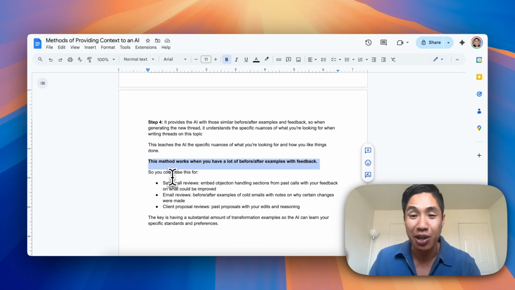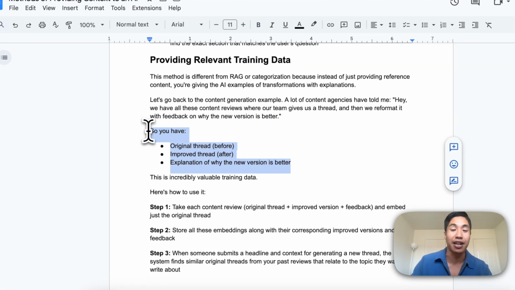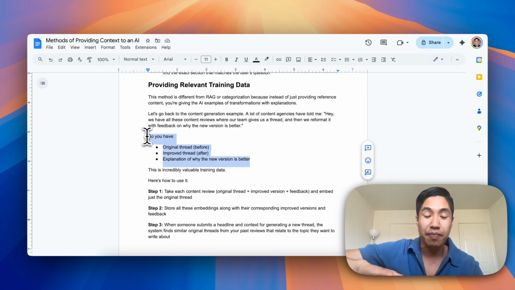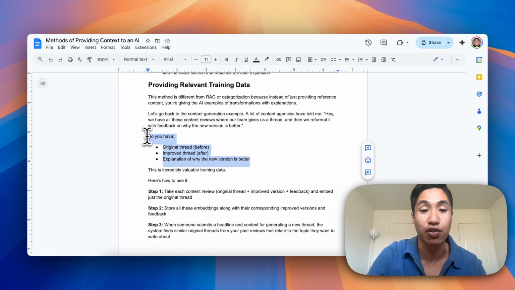I would say most people don't have this data structured in a nice clean Google sheet, let's say, or a CSV file where one column is your original thread, the second column is the improved thread, and the third column is an explanation or feedback on why this new version is better.